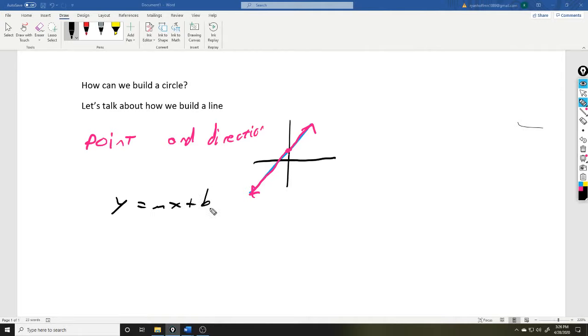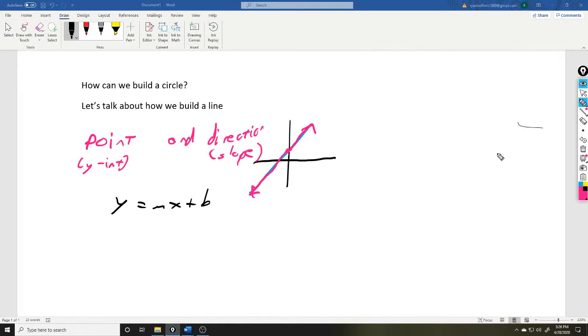This b is our starting point. So that starting point is our y-intercept. And then the way we give the instructions for the direction is to say, every time we go to the right one, I want you to go up 3. Or every time we go to the right one, I want you to go down 2. Every time we go to the right one, I want you to go up or down this amount. So that is our slope. And that's how we build a line with these two pieces.